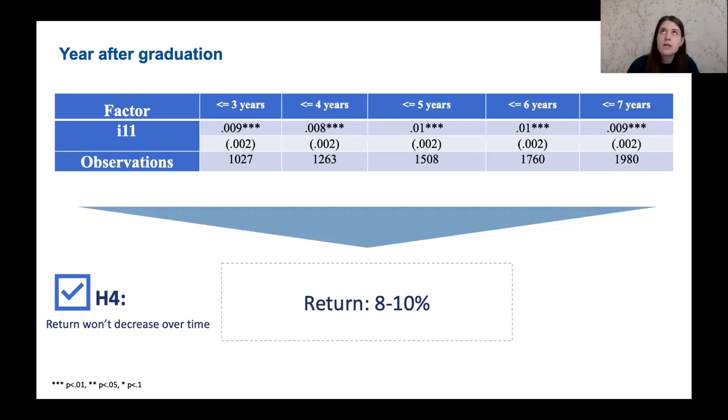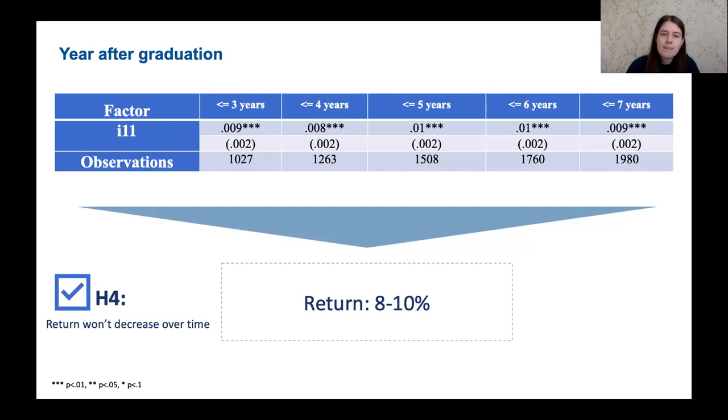And the last result, but very important too, is about the return compared with different periods of time after graduation. So we decided to look at 3 years after graduation, 4, 5, 6, and 7. And we compare this return. So you can see this factor, I11, it's about the average UC score, our general model. And you can see that if we increase this factor by 10 points, the return is about 8 or 10%, and it doesn't decrease over time.